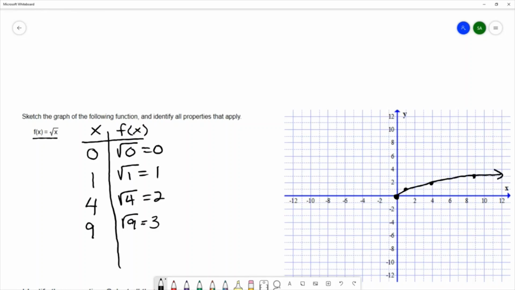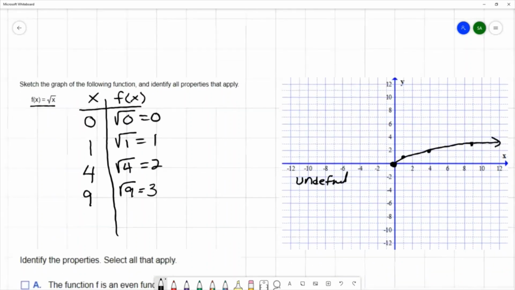And I want you to notice at this point of (0, 0), my line comes to a stop. And that's because the square root function is undefined for all of these negative x values. So my graph comes to a stop at that point.